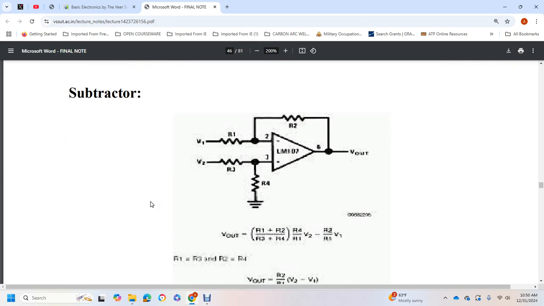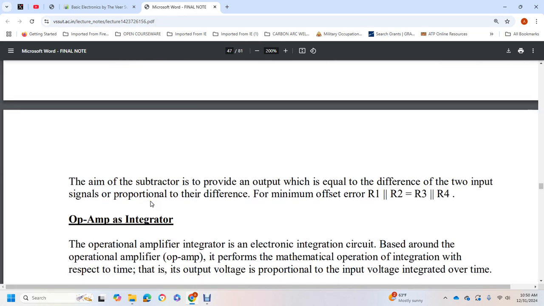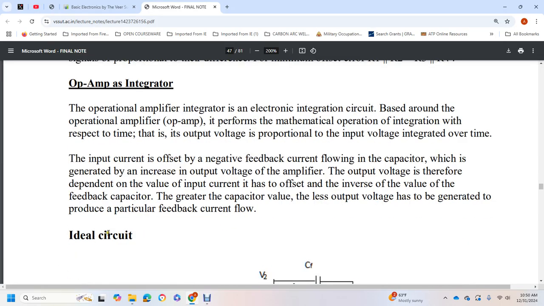The subtractor, figure 10. The aim of the subtractor is to provide an output equal to the difference of two input signals, proportional to their difference, with minimum offset. Either resistance 1 and 2 are parallel, and resistance 3 and 4 are parallel. Operational amp integrator.